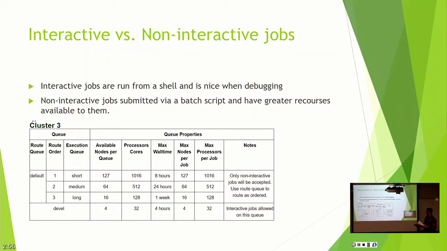Interactive and non-interactive jobs. With an interactive job, you're going to have the shell open the whole time the job is running, so you'll have some interactive abilities. It might request variables. It's more helpful when you're debugging software. Non-interactive jobs are ones you submit via the scripts. And from the looks of it, from the way CCAST is set up, it'll give you access to more resources than if you're trying to do an interactive job.